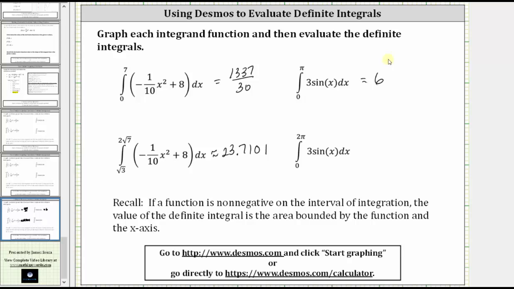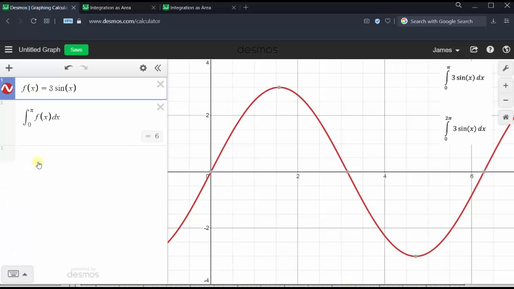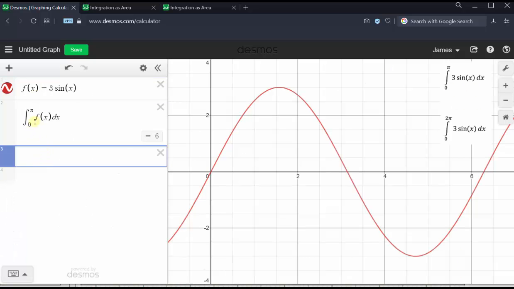And now let's integrate from 0 to 2 pi. We'll go ahead and click in cell 3. Notice how the integral is almost exactly the same as the integral in cell 2, except the upper limit is 2 pi. So what we can do is highlight the previous integral, Control C for copy, Control V for paste, and change the pi to 2 pi, and the integral is equal to 0.